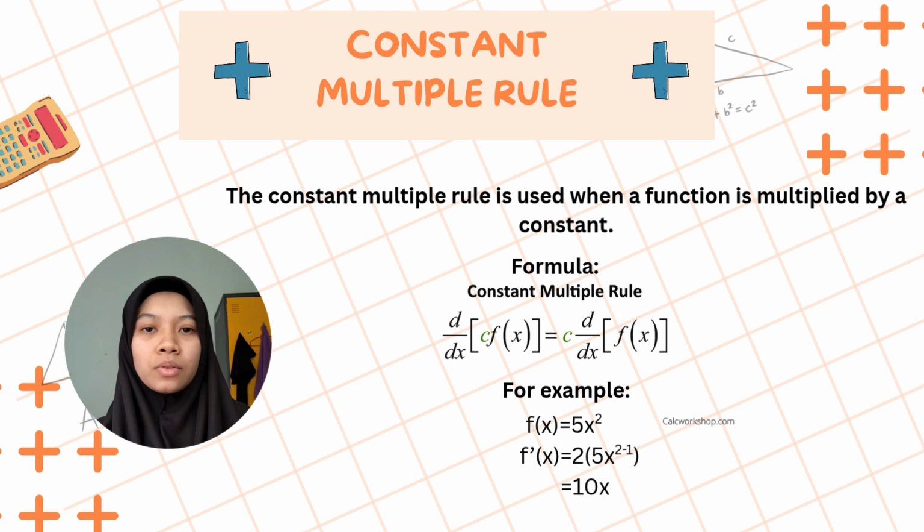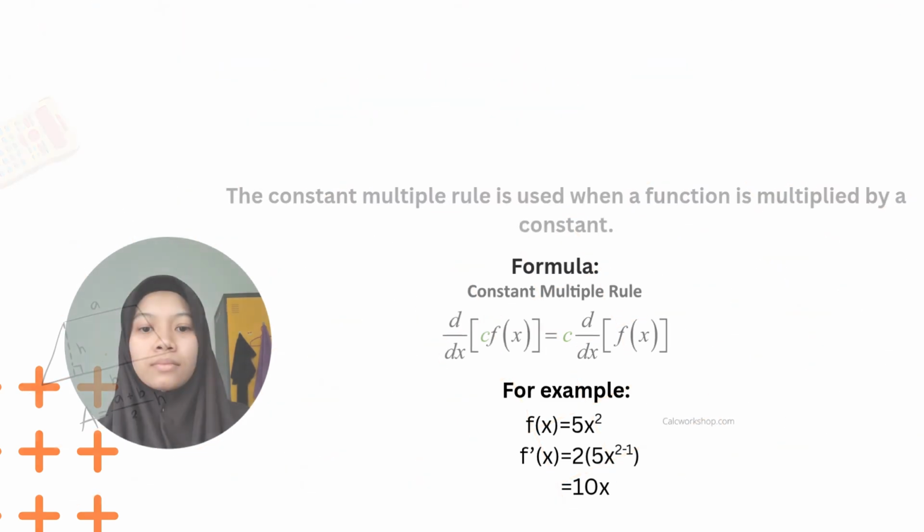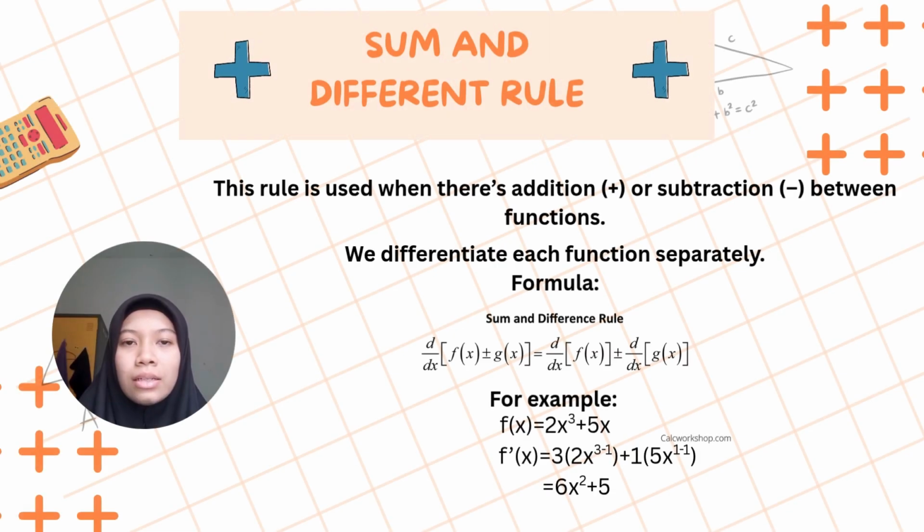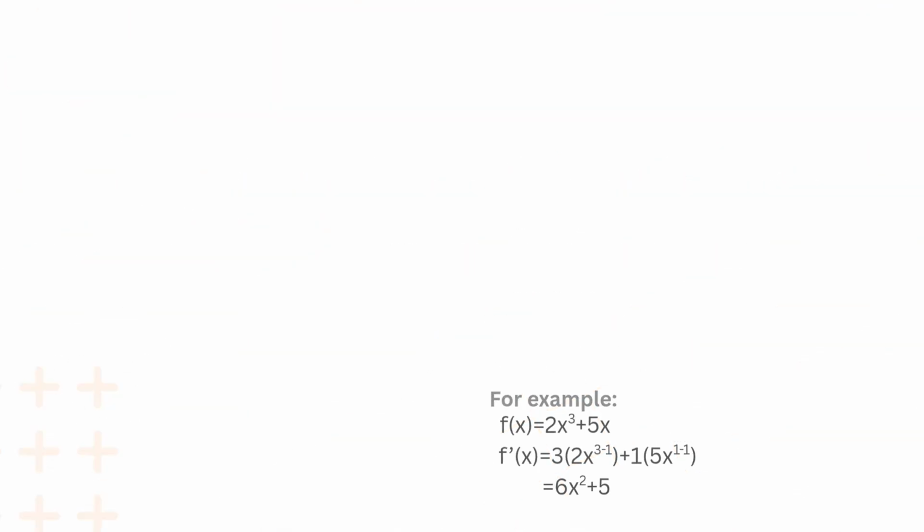Next, the constant multiple rule. The constant multiple rule is used when a function is multiplied by a constant. The first step of the constant multiple rule is to bring down the exponent and multiply it with the function and reduce the exponent by 1. So the next technique is the sum and difference rule. This rule is used when there is addition or subtraction between the functions. So to solve the question using this rule, we need to differentiate each function separately.